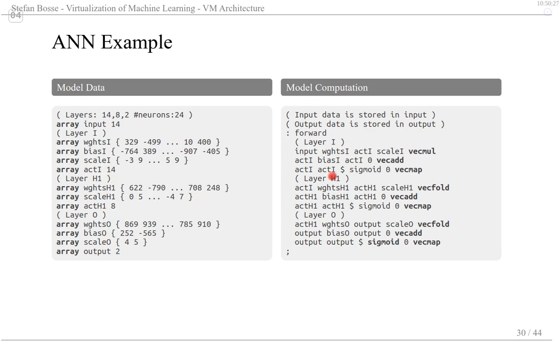And here we have the forward computation function that processes input data and applies the artificial neural network that here is composed of 14 input neurons, 8 hidden neurons, and 2 output neurons. In total, 24 neurons. And here you see the different vector operations. And finally, we get the output.